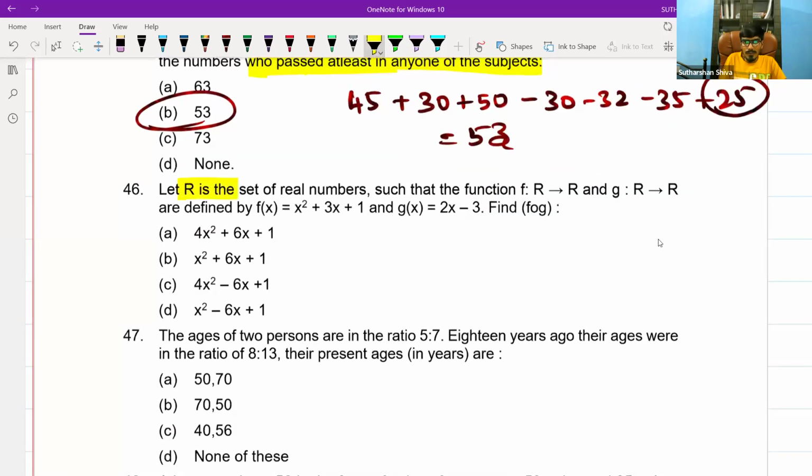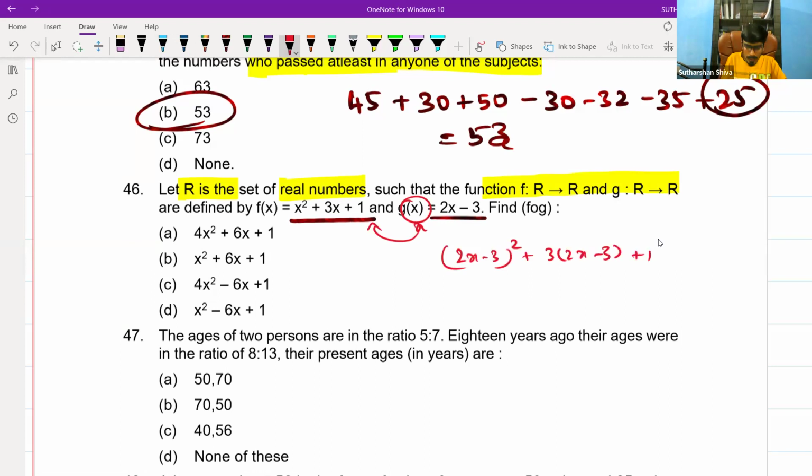46. If R is a set of real numbers, such that R to R function is defined as x square plus 3x plus 1, 2x. Just simply substitute, consider this as x and substitute in this equation: 2x square minus 3, the whole square, plus 3 into 2x minus 3, plus 1. 2x square is in the form of a minus b the whole square formula. So it is 4x square minus 12x, since 3 into 2 into 2 is 12.